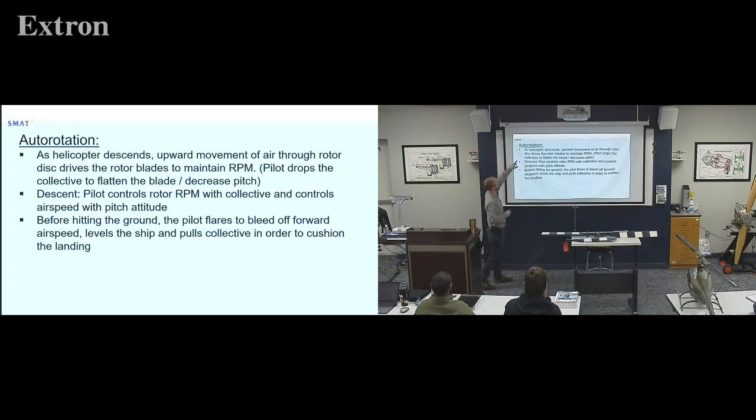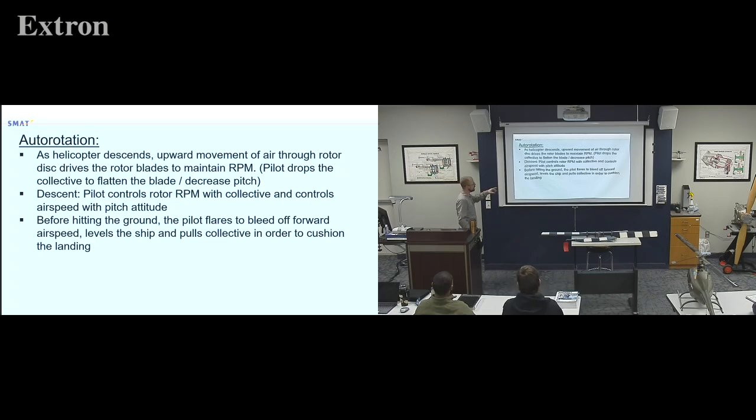So the pilot drops, and as a helicopter descends, the upward movement of the air through the rotor disc drives the rotor blade. So typically air moves which way through the rotor disc? Wrong. Normally, horizontally through the rotor disc. But in autorotation, now we're falling through the sky, so we have air coming up through it. The pilot drops the collective. The job of the collective is typically to control our up and down. As we're falling, the blades are going to give us a slight coning tendency. The pilot controls the rotor RPM with collective and controls airspeed with pitch attitude.